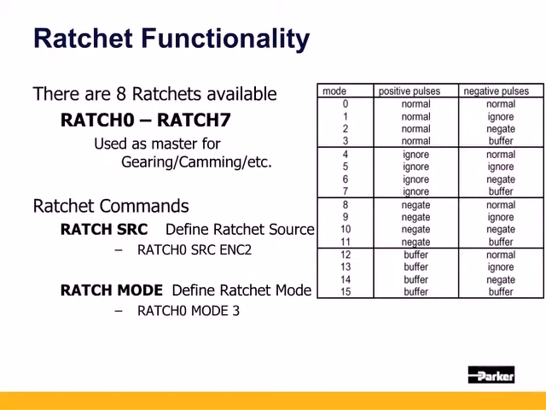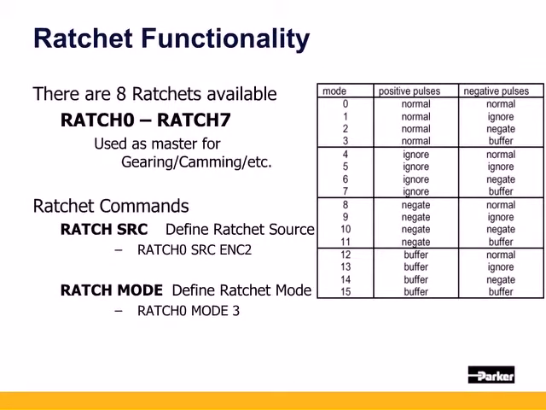There are different modes for the ratchet. If you want to count both up and down, this would be mode 0. If you want it to ignore in the negative direction, this would be mode 1. But then as soon as the source moves 1 count in the positive direction, the geared or cam axis will move forward. If you want it to keep track of how far negative it goes but only advance after it's reached the original position from where it started to roll backwards, this would be mode 3.